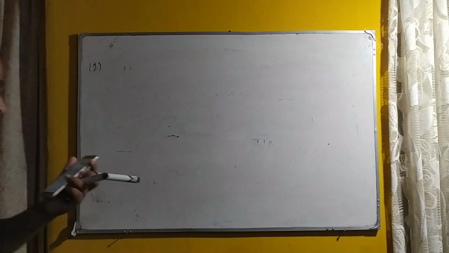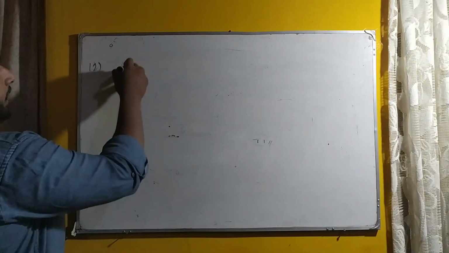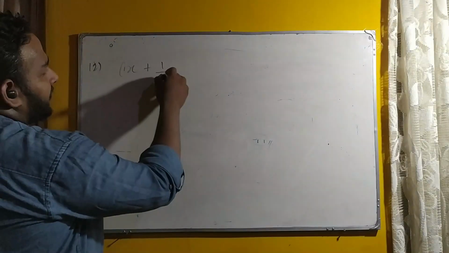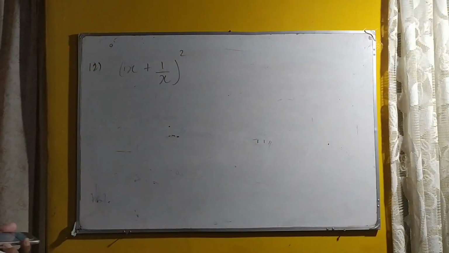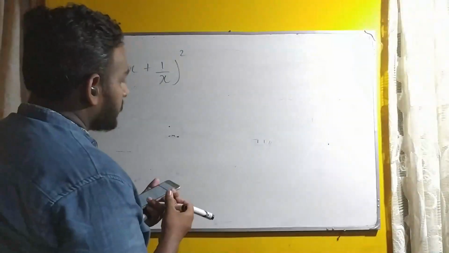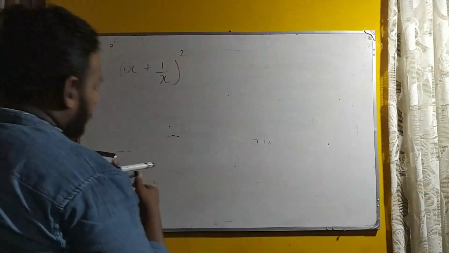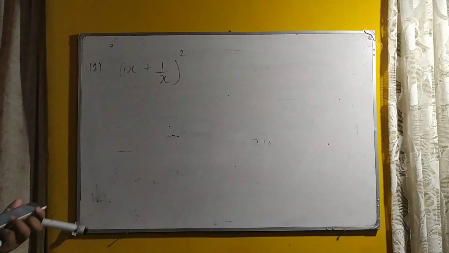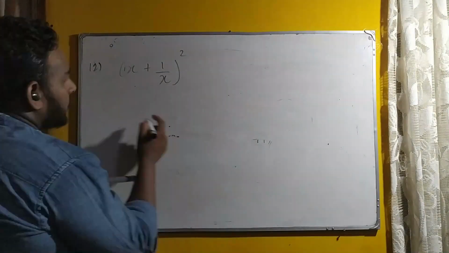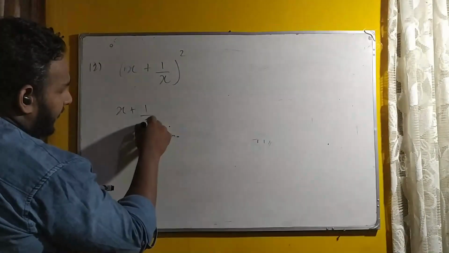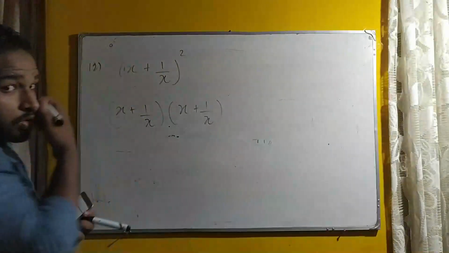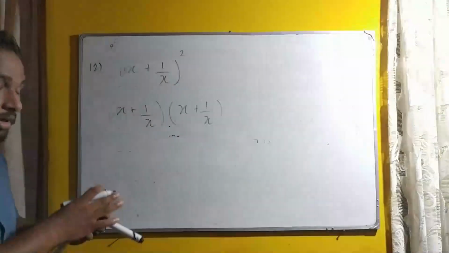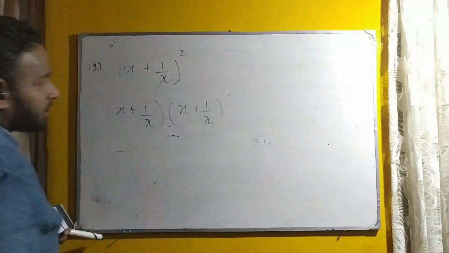They have given: expand (x plus 1 over x) to the power 2. In this, there are two methods to do this. Here they have given power 2. Power 2 means you should multiply this by this. So (x plus 1 over x) times (x plus 1 over x). So I am doing the first method. It's not the easiest method. There is another easiest method.